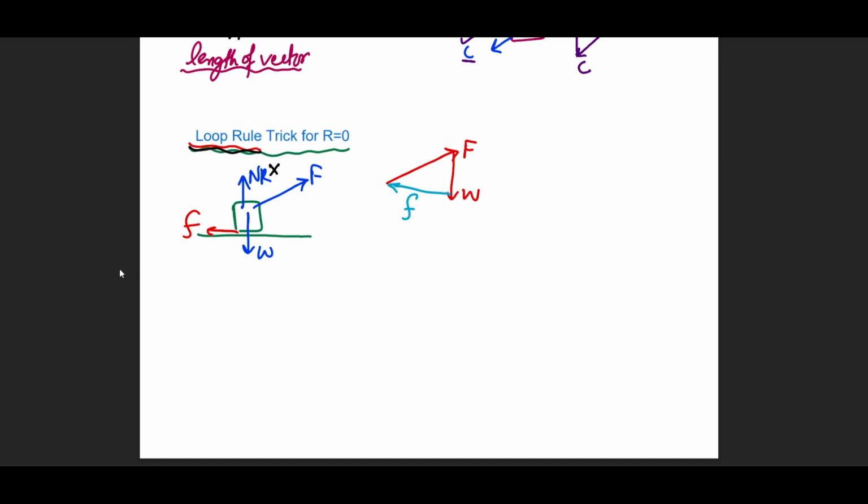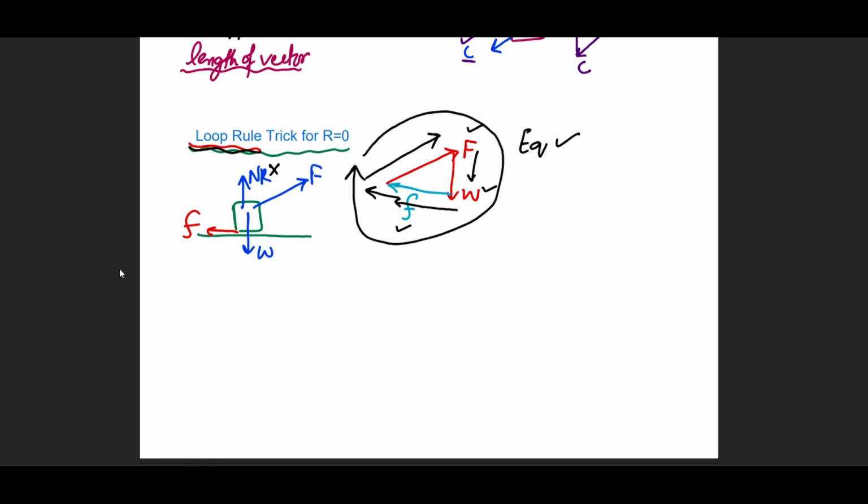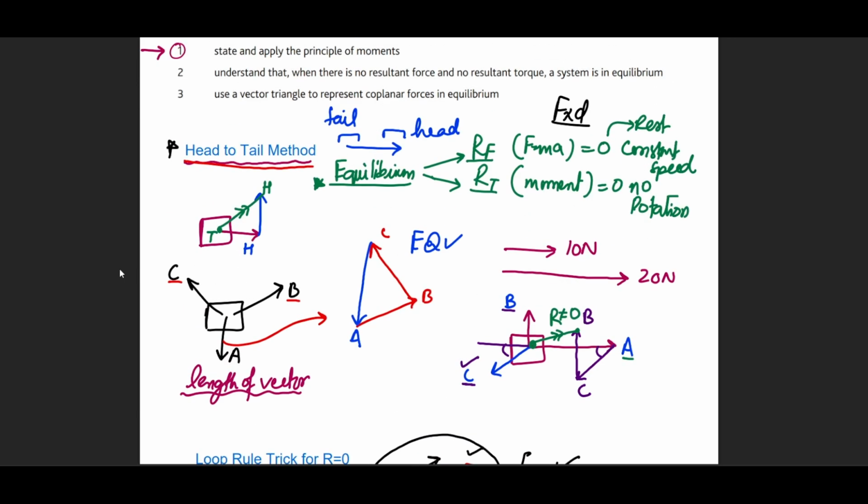Okay, so if I look at this example that I've drawn with the head to tail method, and I want to apply the loop rule, and I know specifically that the system is in equilibrium, then this loop rule will apply. Choose any starting point, either F, W, or the friction. It does not matter. But follow the arrows. If you follow the arrows, you see that this is pointing towards this side, this is pointing towards this side, and this is pointing back to F. If you notice, there is one complete loop that is being formed if I follow the directions of the arrows, which are joined together by the head to tail method.